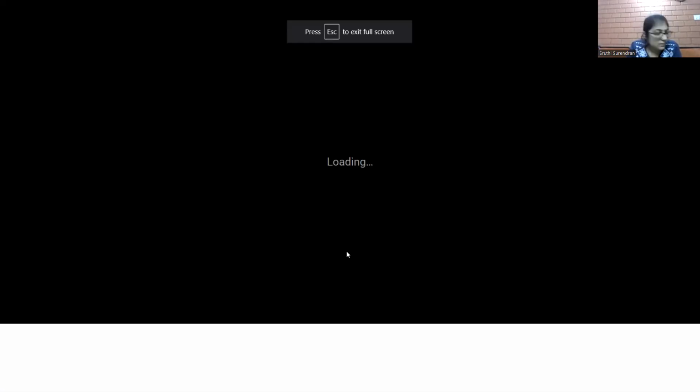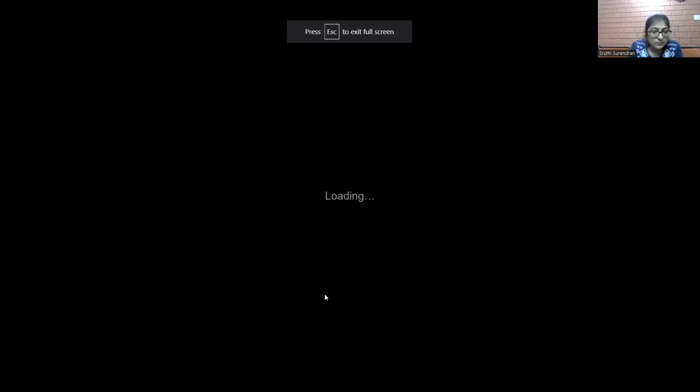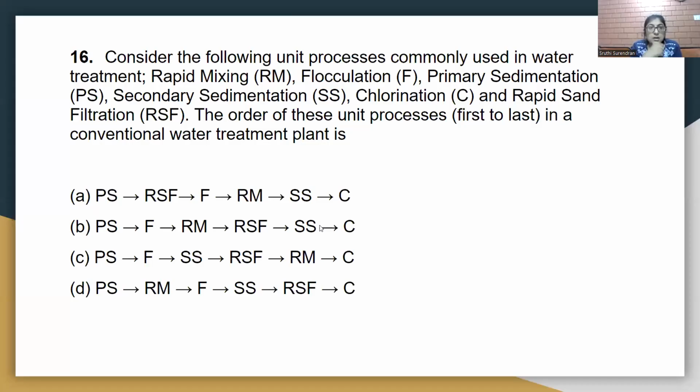Okay, so this is the next question. Consider the following unit processes. Codes have been given: RM for rapid mixing, F for flocculation, primary sedimentation, secondary sedimentation, chlorination, rapid sand filtration. This is for a conventional water treatment plant. What is the order of these unit processes?